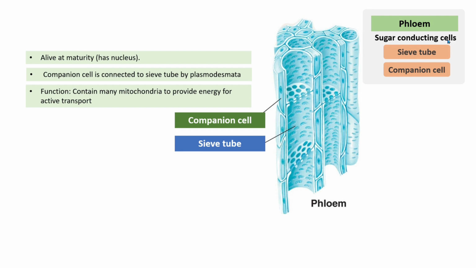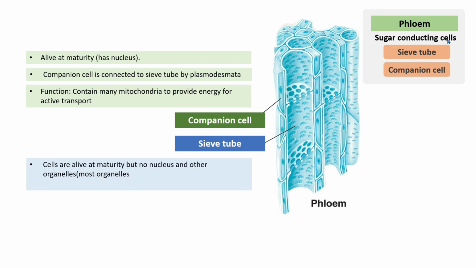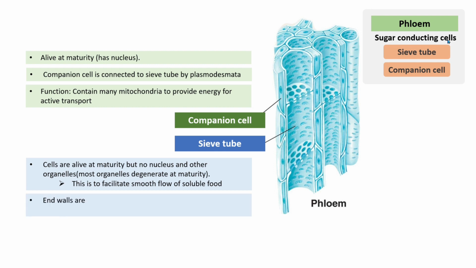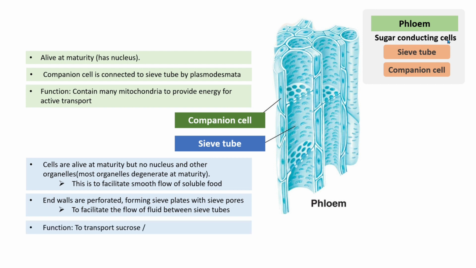For sieve tube, the cells are also alive at maturity but have no nucleus and other organelles. Most organelles degenerate when the cell reaches maturity. This feature allows the sieve tube to facilitate smooth flow of soluble food. The end walls of sieve tube are perforated, forming sieve plates with sieve pores. This feature facilitates the flow of fluid between sieve tubes. Function of sieve tube is to transport sucrose or organic compounds.